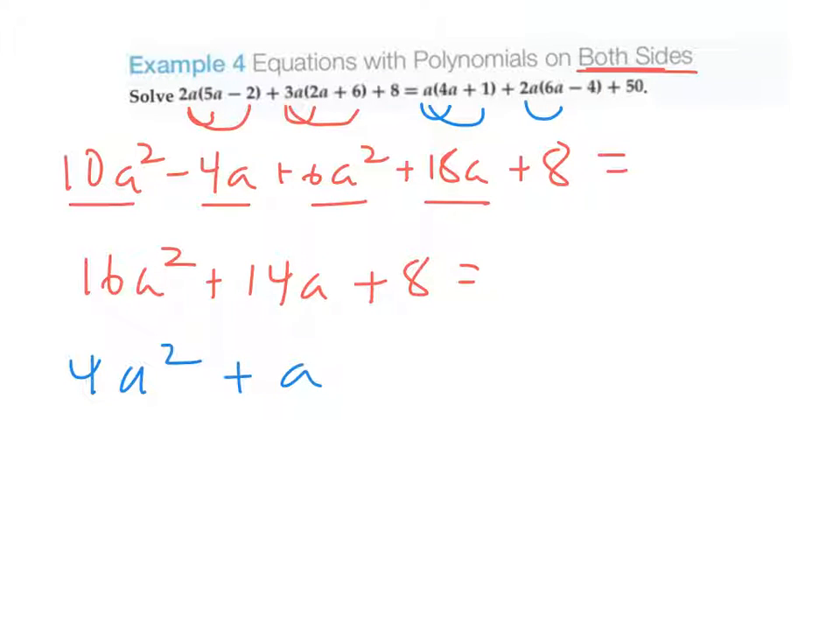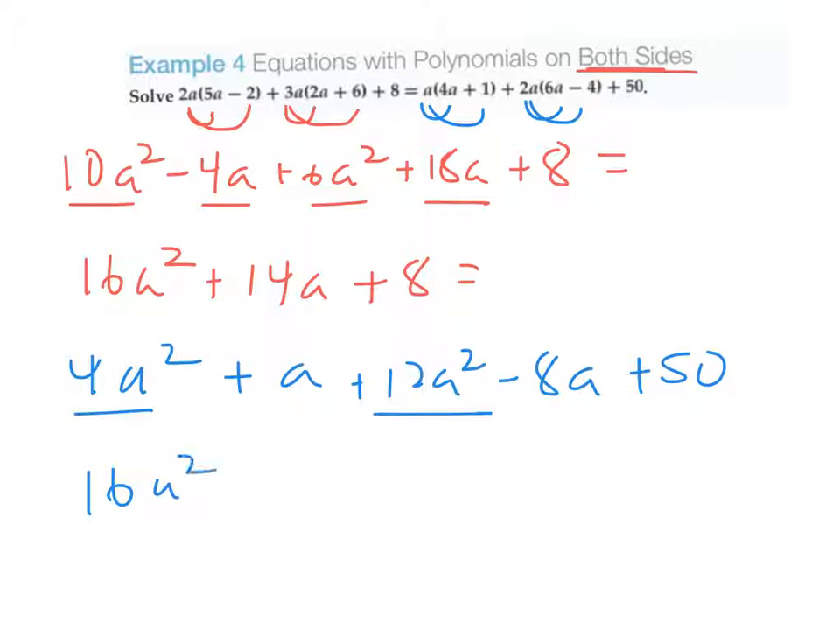2a times 6a would be plus 12a squared. 2a times minus 4 would be minus 8a. And then the plus 50. So now I combine my like terms. These two are like terms, so I get 16a squared. Then the next ones are the a's, which gives me a negative 7a plus 50.